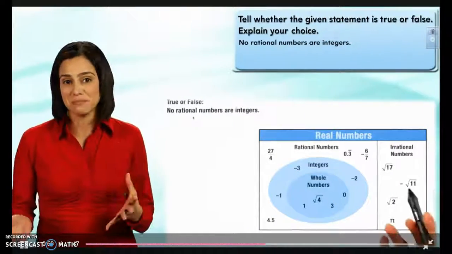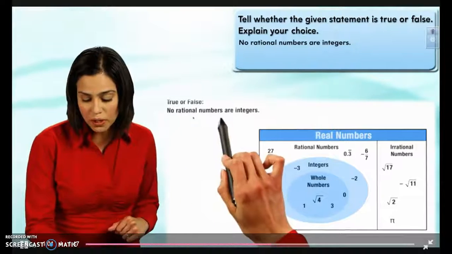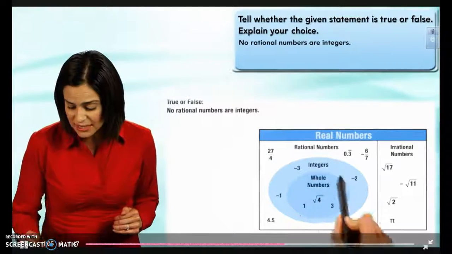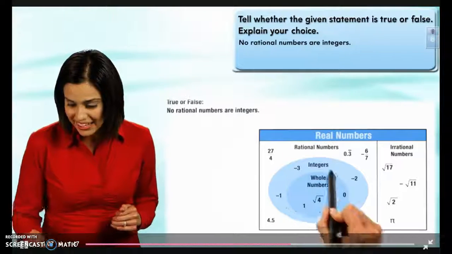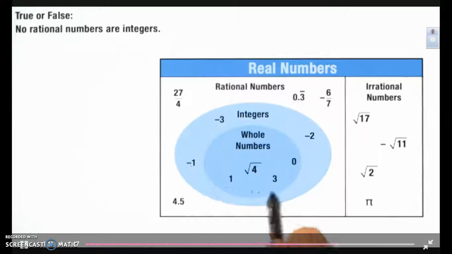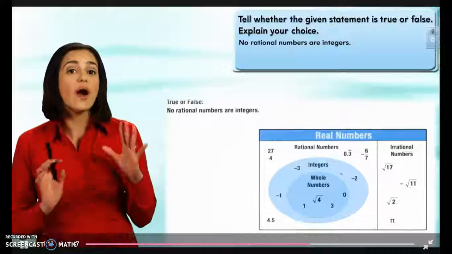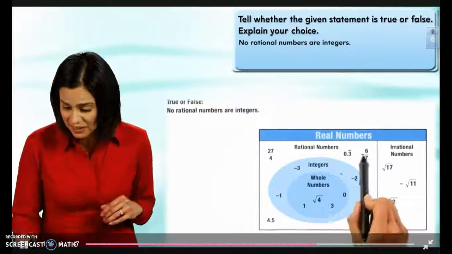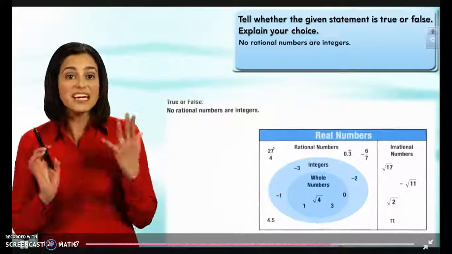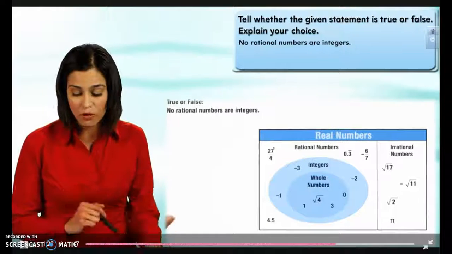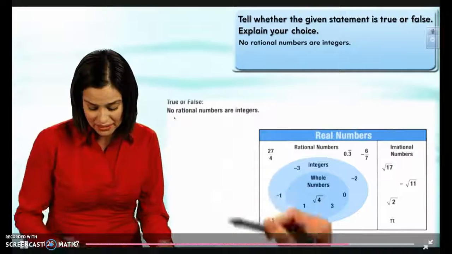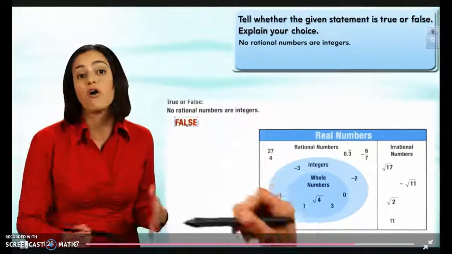Let's look at our next statement. No rational numbers are integers. Here is our subset of integers. Integers can be written as fractions with a denominator of 1. So every integer is included in the set of rational numbers. So integers are a subset of rational numbers, which means that our statement here is false.